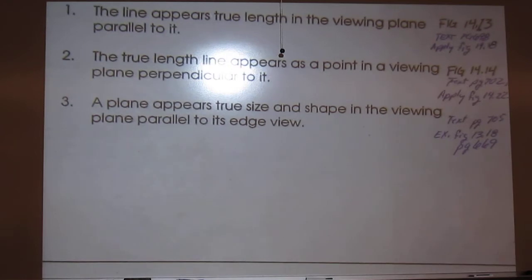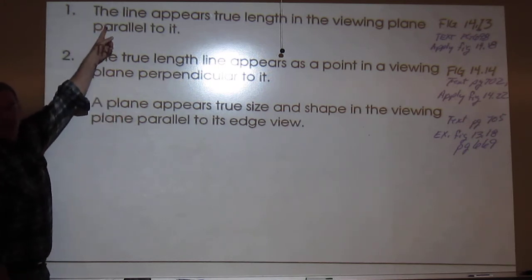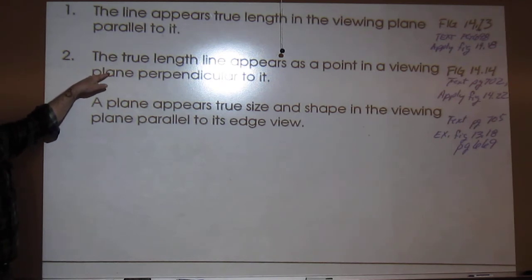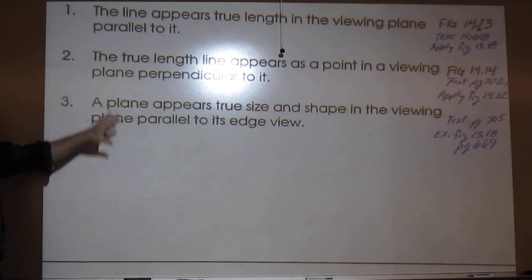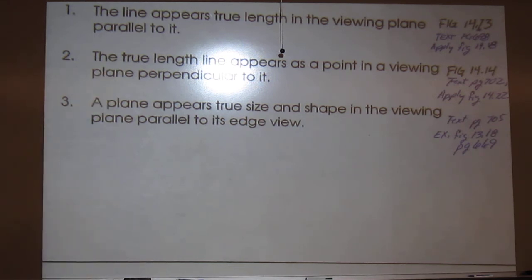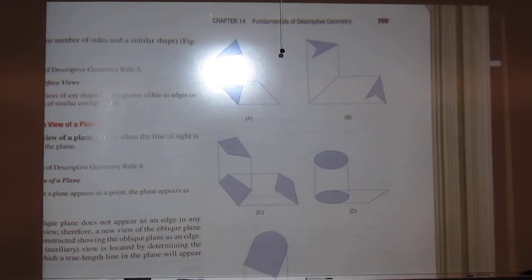Hence, ours, which has kind of taken all these and put them together: a plane appears true size and shape in the viewing plane parallel to its edge view. So put all 3 of these together. We'll look at something here in a minute. Find true length, find point view, get your true size. This will solve all problems geometric. There's a couple of good examples in this chapter, but they have a shortcut into it, and I'm not going to bring that in until tomorrow.